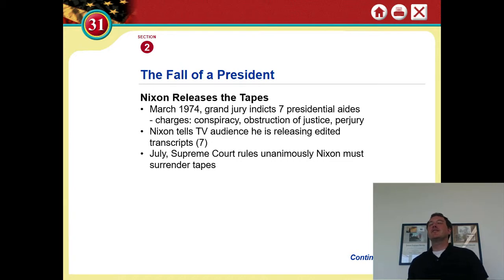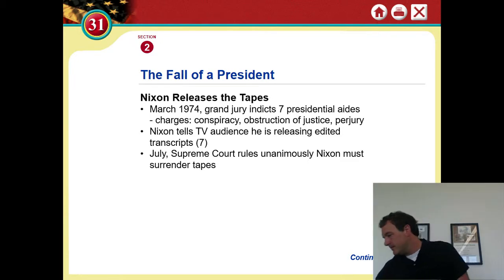Again, if you're news junkies and you followed this over the week, the Mueller investigation has now been released, but much of it has been redacted in the interest of national security. So, in summer of 1974, the Supreme Court of the United States ruled unanimously that Nixon had to surrender the tapes.